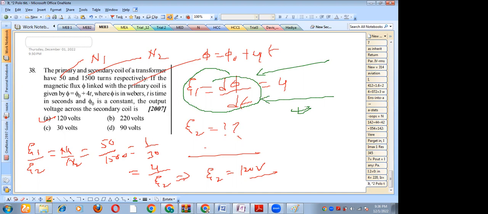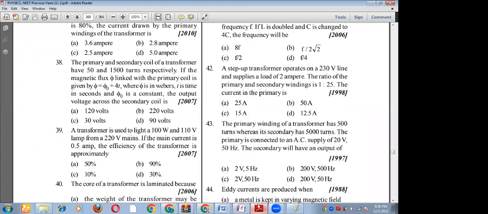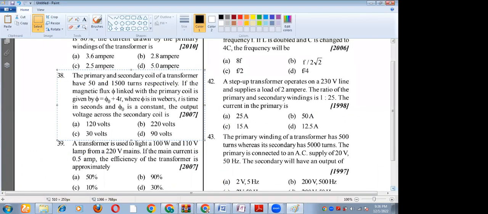What happens generally? We know the concept, but we don't apply that concept at the right time. So we have to understand that, and that comes from practice. If you do more and more practice, automatically you will identify which concept has to be applied and where. That is very important. Now do question number 39.